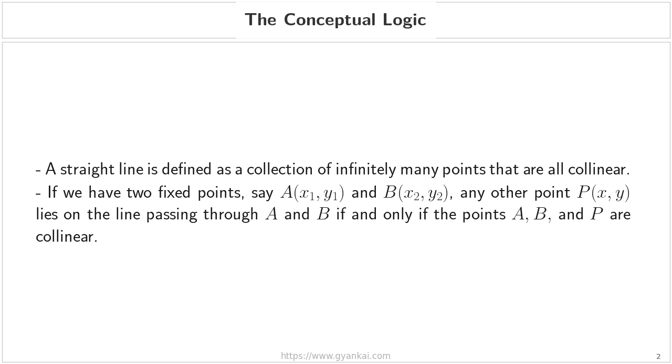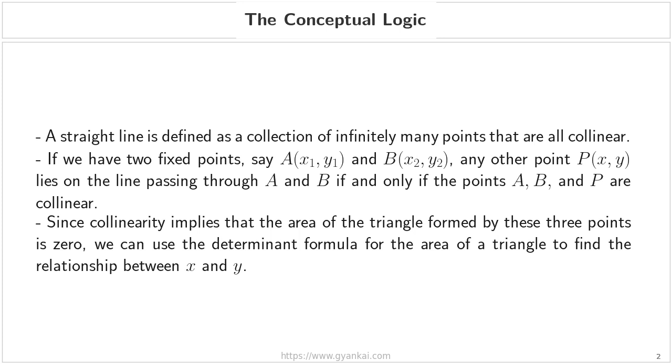This point P will lie on our line if, and only if, the 3 points A, B, and P are all collinear. As we mentioned at the start of this lesson, if these 3 points are collinear, the area of the triangle they would form is exactly 0. This is the key. Because of this, we can use the determinant formula for the area of a triangle to set up an equation. By solving this, we will be able to find the specific mathematical relationship between x and y, which ultimately gives us the equation of the line. In the next few slides, I will show you exactly how to set up and expand this determinant step by step.